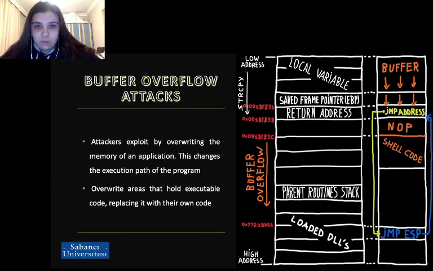If attackers know the memory layout of the program, they can intentionally feed input that the buffer cannot store and overwrite areas that hold executable code, replacing it with their own code. For example, an attacker can overwrite a pointer. A pointer is an object that points to another area in memory. They point it to an exploit payload to gain control over the program.